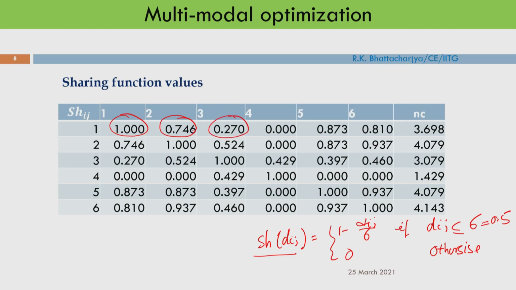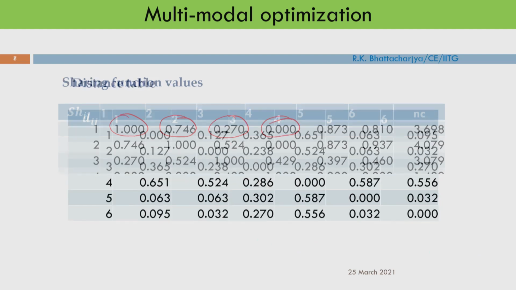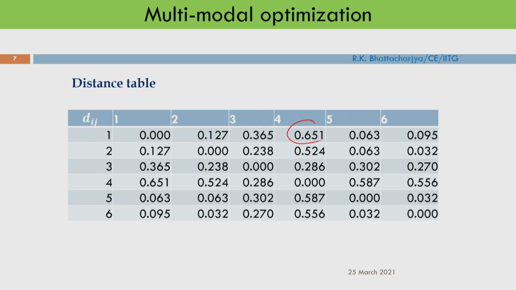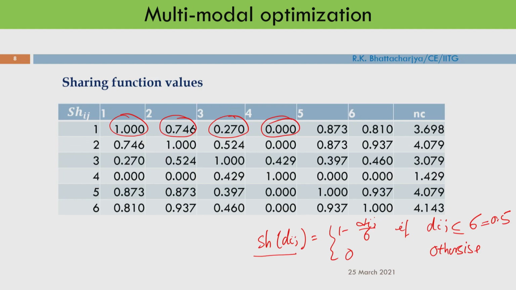So, you are getting 0.270, here it is more than sigma. You can see that this value is more than 0.5. So, you can see this value is 0.651. Therefore, this particular solution is not a crowded solution with respect to this solution, and therefore, the sharing value is 0, and here this is less than 0.5. So, therefore, it is 0.873, and here also it is less than 0.5, and therefore, this is 0.810.